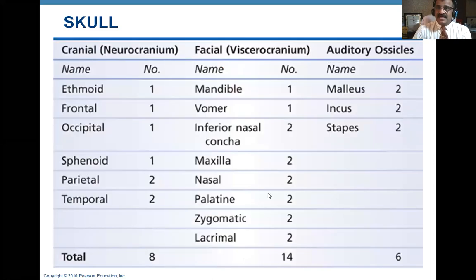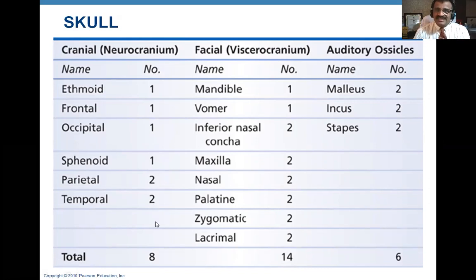Well, I'm talking about these bones of the skull. We have classified them into 4 categories. The first category is cranial bones, and there are 8 of them. If you look at these bones carefully, there are 2 bones, parietal and temporal, which are 2 in number. That means they are paired. The rest of them are 1, 1, 1, which means they are unpaired. So in the cranial bones, 4 bones are unpaired and 2 bones are paired.